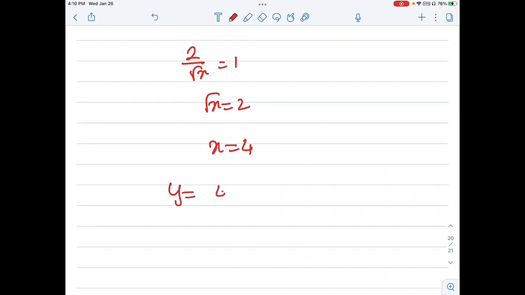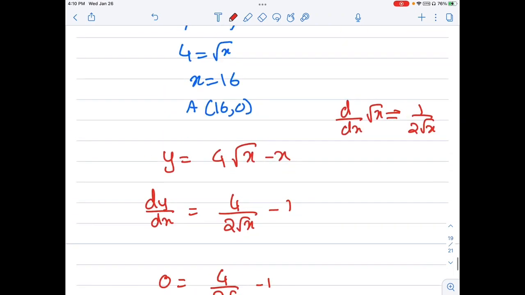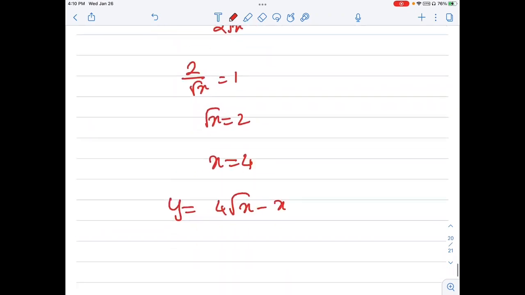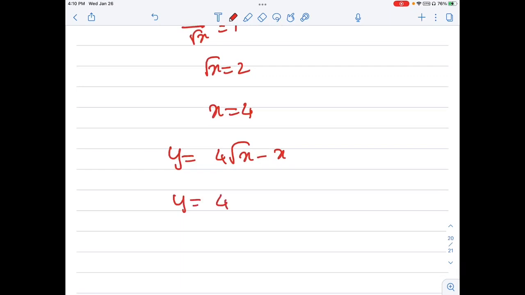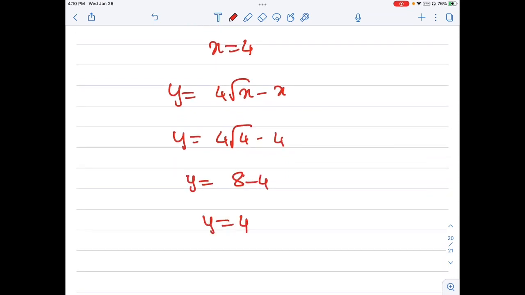So x is equal to 4. So y is 4 root x minus x. So 4 root 4 minus 4, which is y is equal to 8 minus 4. y is equal to 4. So what is the point M? 4, 4.